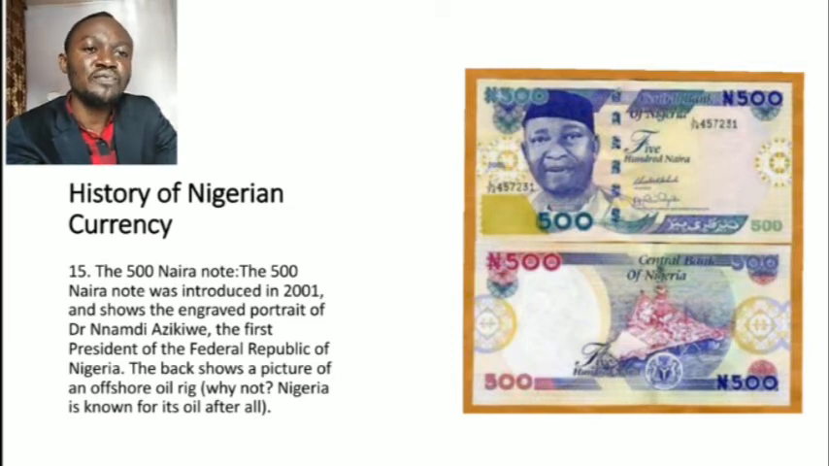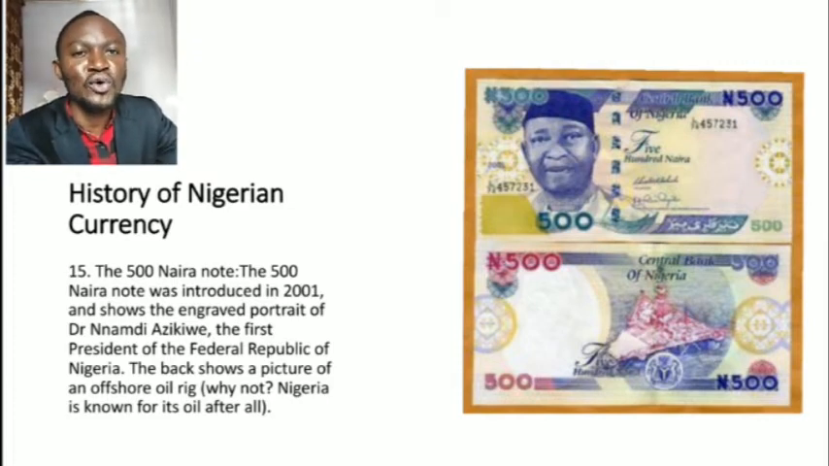On the back of the 500 Naira note, we have the picture of an offshore oil rig. Why not have the picture? After all, Nigeria is known for oil, huge production of oil. We are one of the largest producers of oil around the world, and so we've decided to showcase or advertise that wealth, the natural resources we have precisely in south Nigeria.